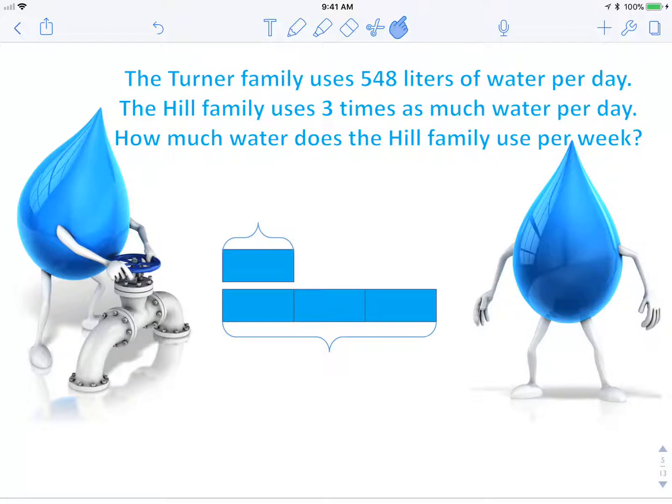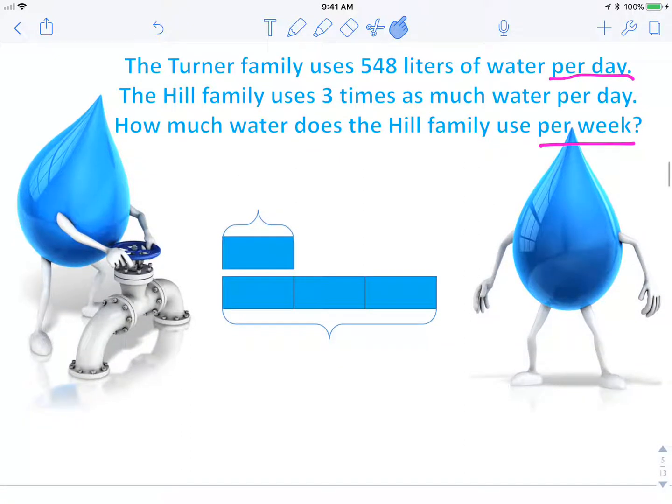Okay, the Turner family uses 548 liters of water per day. The Hill family uses 3 times as much water per day. How much water does the Hill family use per week? Per week. So how are you going to solve this? Because this is per day. They want to know per week. So go ahead and pause and solve this problem. Make sure you take good notes because I'm not going to go through it with you.